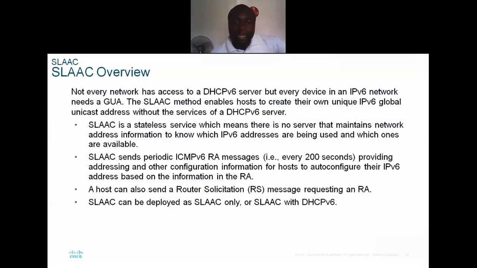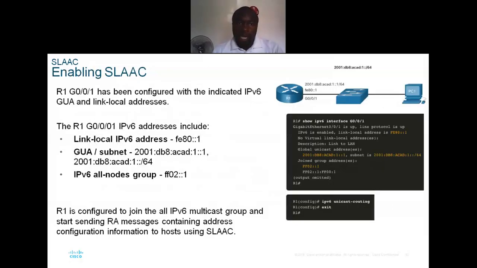Now, SLAAC is a stateless service, which means there is no server that maintains the network address information to know which IP version 6 addresses are being used and which ones are available. SLAAC sends periodic ICMP router advertisement messages, all right, every 200 seconds, providing addressing and other information for the host to auto-configure their IP version 6 address based on the information in the router advertisement. So a host can also send router solicitation messages requesting an RA, which is a router advertisement. So SLAAC can be deployed as SLAAC only or SLAAC with DHCP version 6. That's where the flag comes into play. Okay. All right. So how do we enable it?